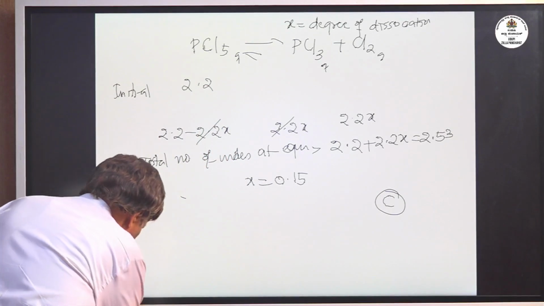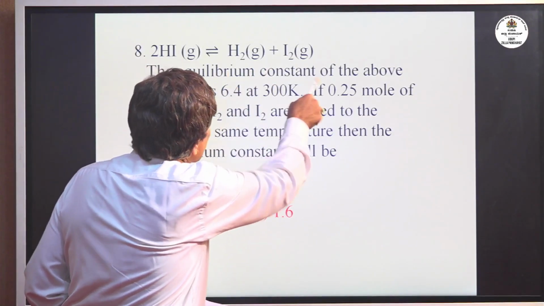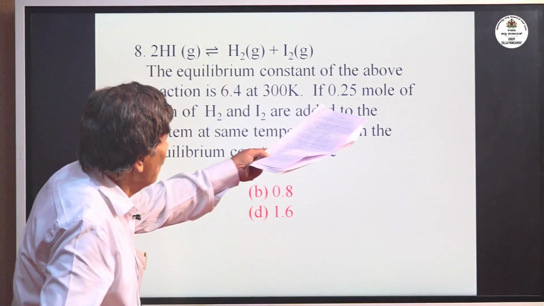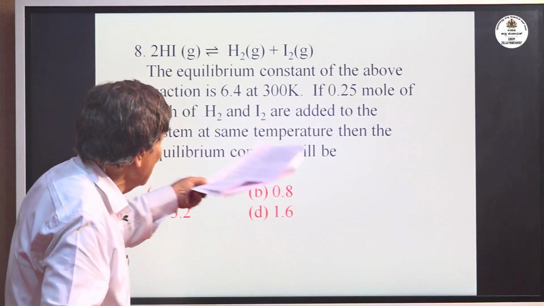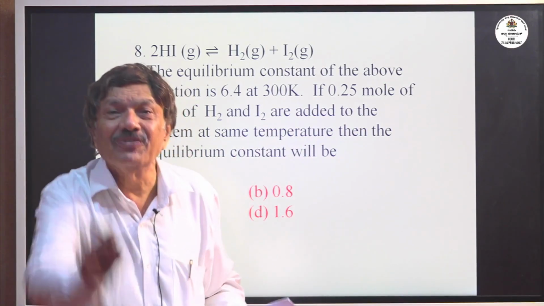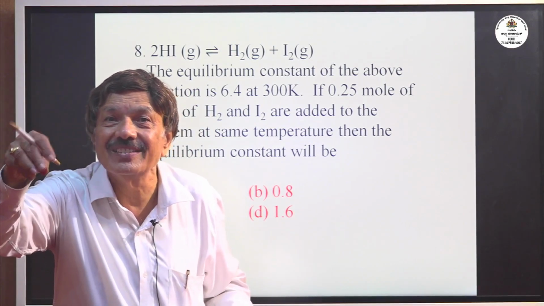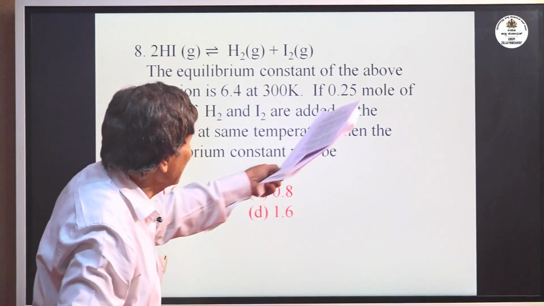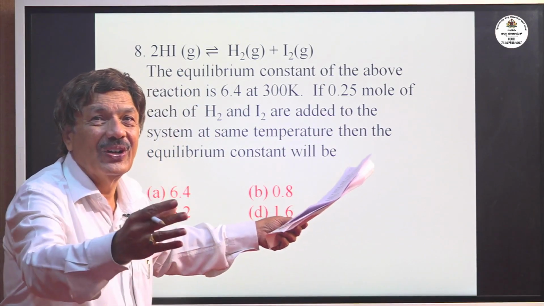8th question. See here. 2HI plus H2. The equilibrium constant of the above reaction is 6.4 at 300 Kelvin. 0.25 mole of each of H2 and I2 are added to the system at the same temperature, then the equilibrium constant will be. Remember, my dear friends, if the temperature is kept constant, you add any substance, equilibrium constant remains unchanged. Right? So all this data, 0.25 mole of H2 and I2, that is just to take you to the wrong side.